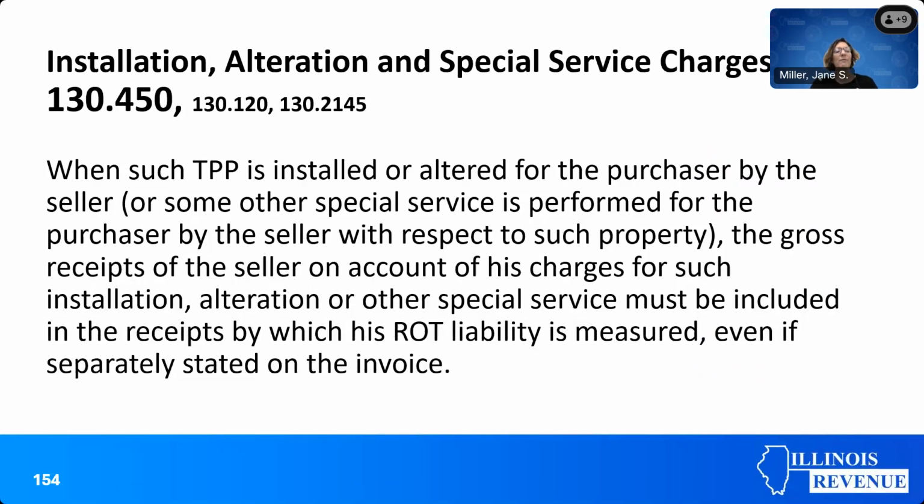And this is 130.450. When such tangible personal property is installed or altered for the purchaser by the seller, or some other special service is performed for the purchaser by the seller with respect to such property, the gross receipts of the seller on account of this charge for such installation, alteration, or other special service must be included in the receipts by which his retailer's occupation tax liability is measured, even if separately stated on the invoice.